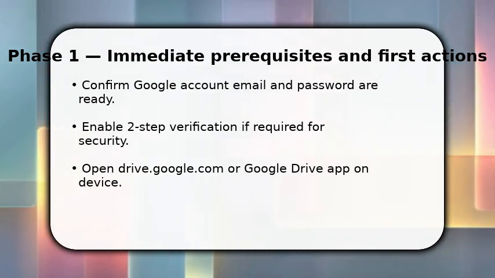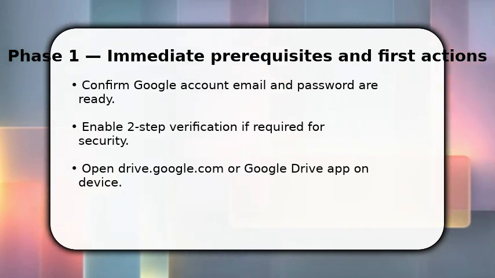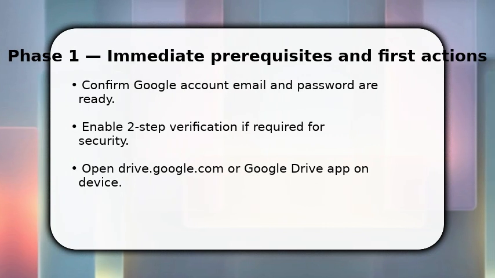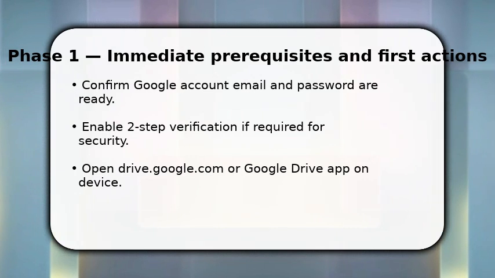If you're on mobile, open the Google Drive app. On desktop, go to Drive.Google.com. Now that you're authenticated, locate the Shared with Me or My Drive section to begin finding files. Don't skip account checks. They prevent permission errors.